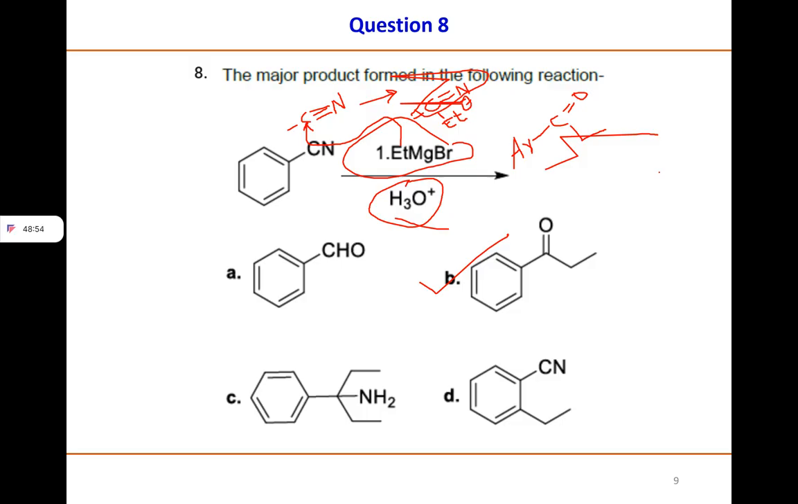Then we have discussed the question where we have a nitrile group and Grignard addition is taking place. So Grignard addition will give the intermediate, this one. Then after the hydrolysis in the presence of H3O plus, it will give a ketone as the product, which is option number B.